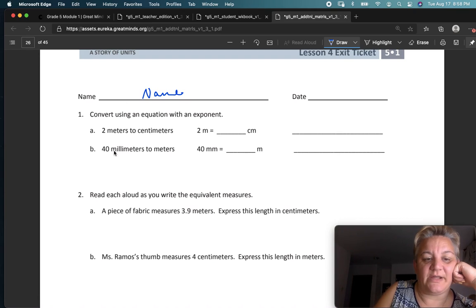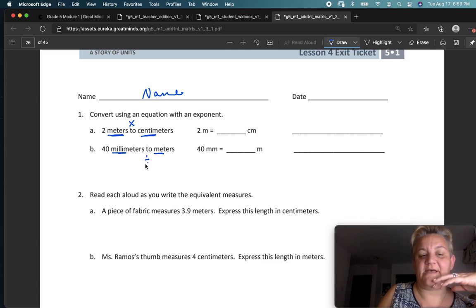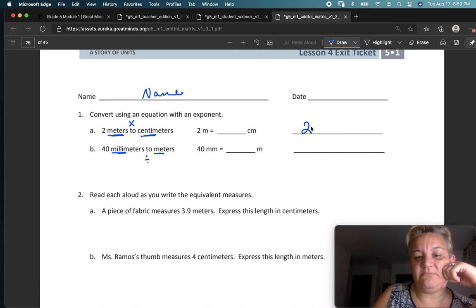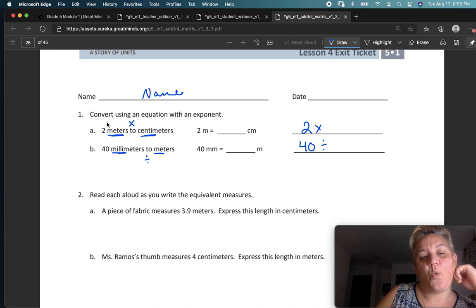Okay, so if we're going from large units to smaller units, we need to multiply. And if we're going from small units to larger units, we need to divide, okay? Remember that. So over here, I'm going to put 2 meters. I'm going to multiply. And over here, I'm going to put 40 millimeters, and I'm going to divide. Now, I have to decide what am I going to multiply by and what am I going to divide by.